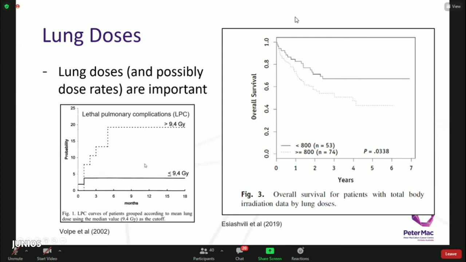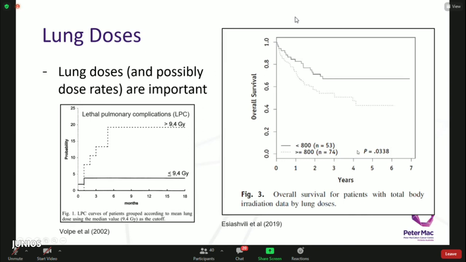So on the one hand, we've got this data from Brachytherapy, who subdivided their patients into those who received more than 9.4 gray mean lung dose and those who received 9.4 or less gray mean lung dose. And they could clearly detect an increased lethal pulmonary complication rate for those patients who received higher than 9.4 gray.